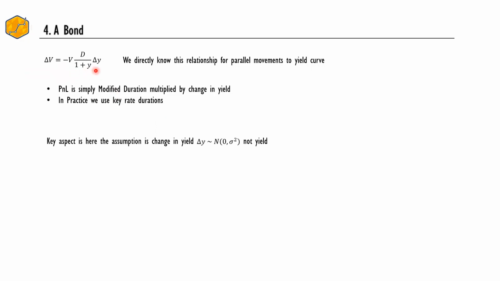Okay, so the key assumption here, please understand, look at this: delta y is the one that is normally distributed, not just y. This is a key mistake that I see people make over and over. So don't make that mistake. All right. So here I am saying again that assuming delta y is normal induces normality in PNL. The only thing is that the variance will get scaled up by this factor, which is V. See, the whole thing is a scalar, a constant. V square times modified duration square becomes the variance of PNL. Once you get the distribution of PNL, you can calculate value at risk. It's just one step.